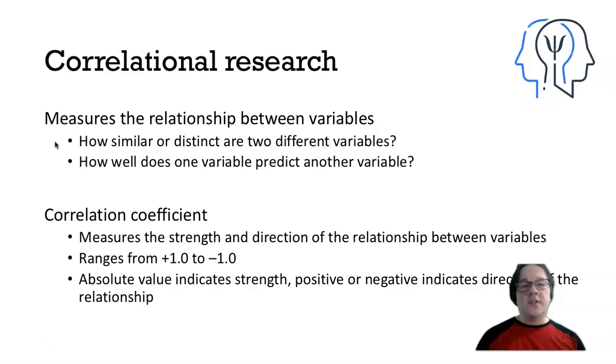So correlational research makes use of a correlation coefficient, which we get from conducting statistical analyses. Typically, it's the Pearson's product moment correlation coefficient, and this measures the strength and direction of the relationship between two variables. And the number that we get is called r. That's just the statistical symbol for the Pearson correlation. And that value can range anywhere from +1 down to -1.